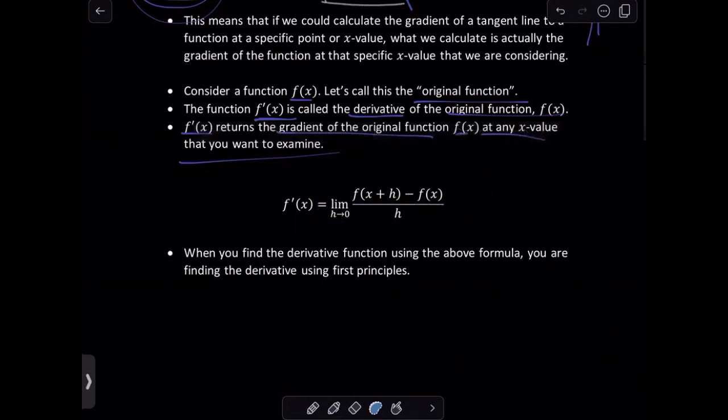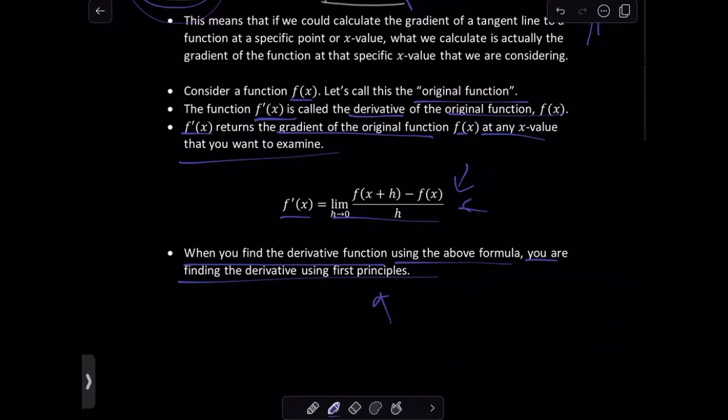Let's get rid of all of that. So just a note, when you find the derivative function, the f prime of x, using this formula here, you are finding the derivative using first principles. So when you use this formula, it's called finding the derivative using first principles. Why I'm telling you this is because sometimes in a test or exam or question, they might ask you to find the derivative using first principles. You'll go to this formula. It just basically means use this formula.